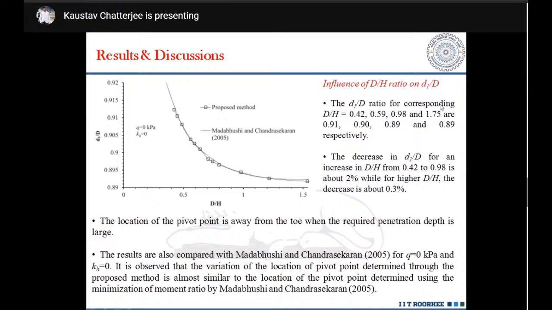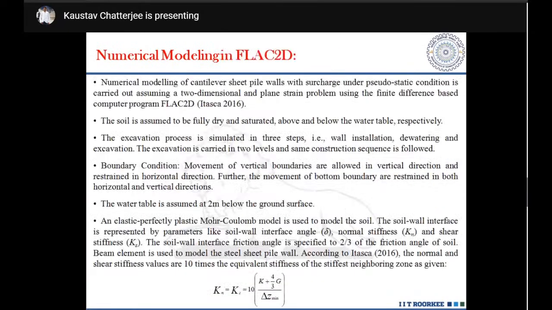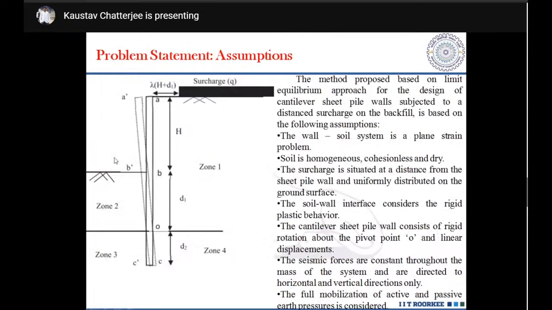Next is the influence of D by H on D1 by D2. Now, what is the small d1? If you recall the figure which I have shown over here of the initial problem statement, yes, this one, d1 represents the distance of this point of rotation from the dredge level. Now, below the point of rotation, that is below this particular point O, this zone 4 represents my passive zone. Okay. That is where most of the stability is obtained from the passive resistance in this particular zone.